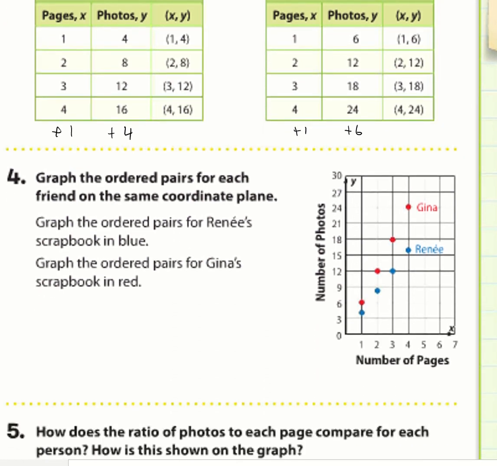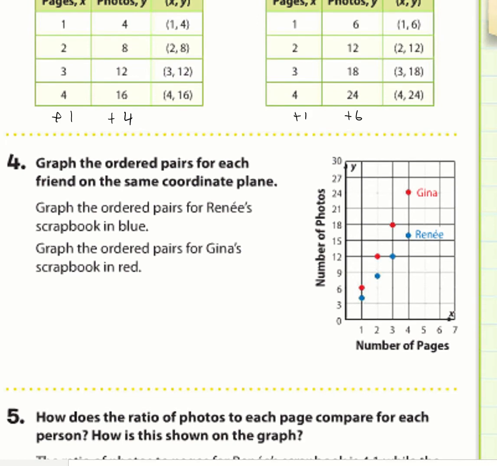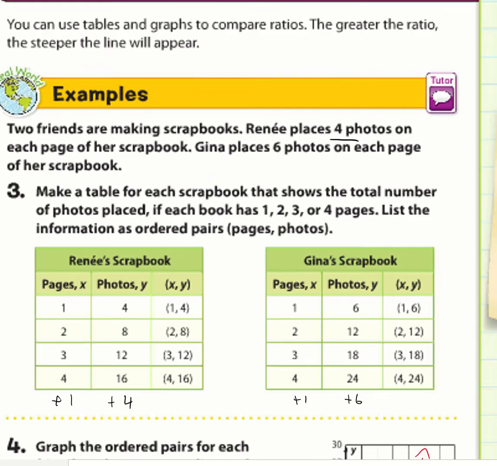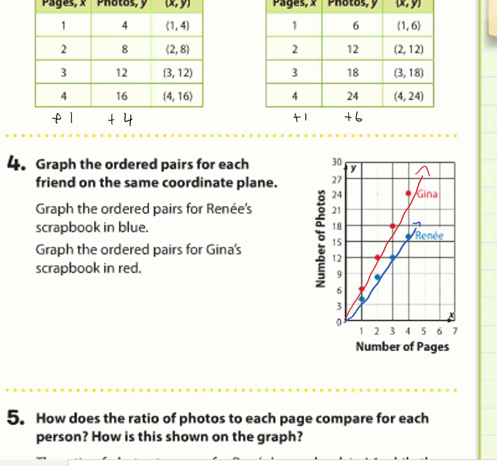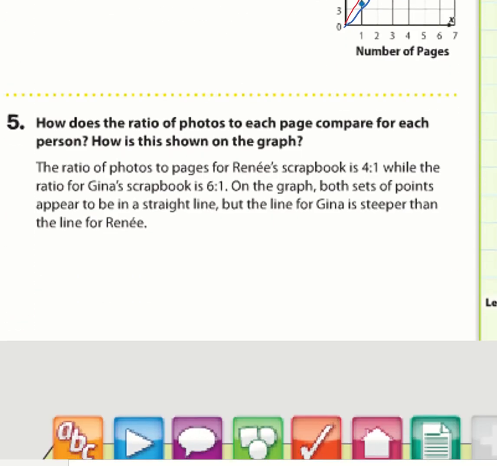Now, if we had to graph them, we have the blue line here and the red line here. And remember, if it's steeper, the greater the ratio, the steeper the line will appear. So Gina has a greater ratio. It says, how does the ratio of photos compare for each person? How is it shown on the graph?